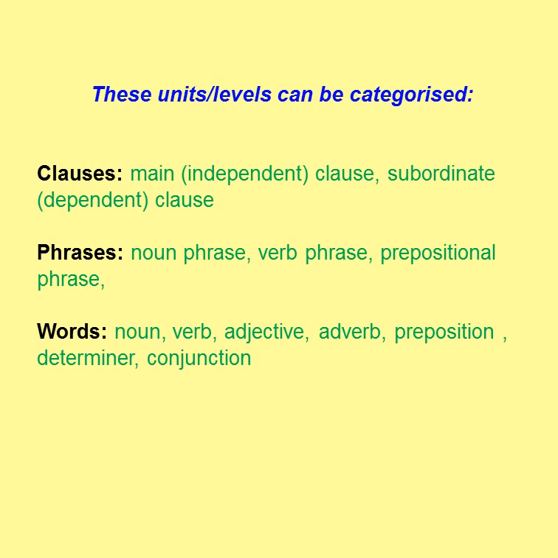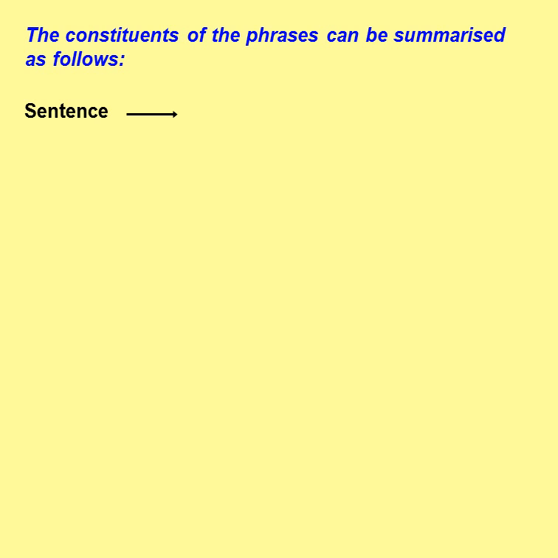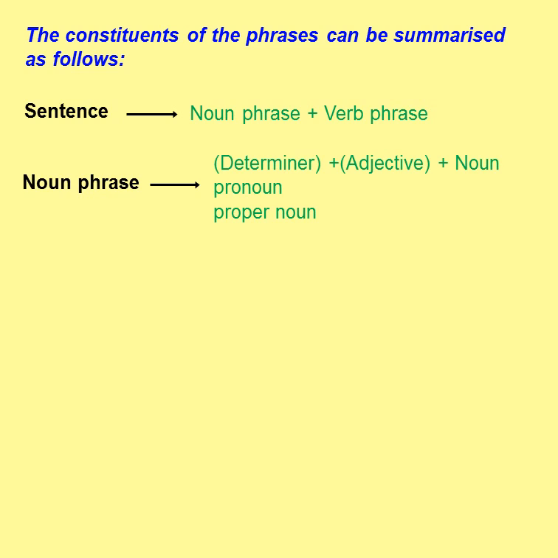Okay, so let's just briefly focus on phrases a little bit more. We can look at phrases in terms of a sentence, which has to have a noun phrase plus a verb phrase. So, what does a noun phrase consist of? Well, it can consist of a noun on its own. It may have an adjective before it, and it may have a determinant before it, or it can just be a noun on its own. So it can also have a pronoun, or it can also be a proper noun. So that's the name of a person or a place. Okay, so a noun, a pronoun, or a proper noun, and maybe a determinant, maybe an adjective. That's what a noun phrase consists of.